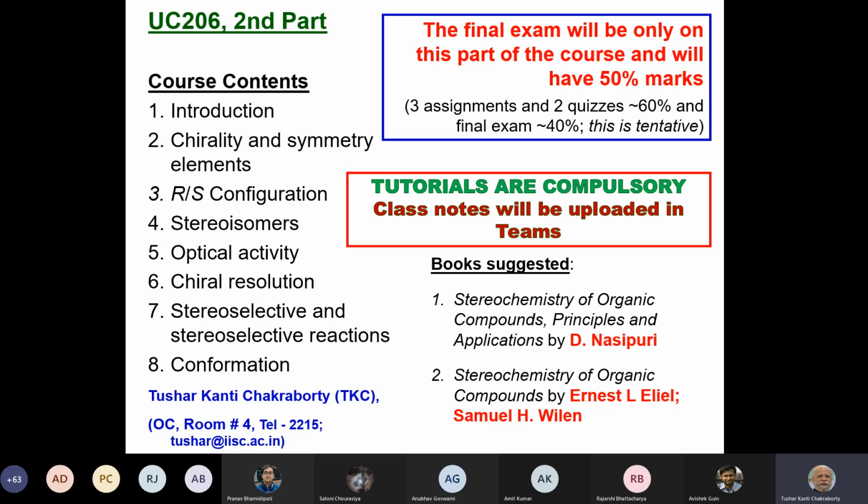I don't know why. Any problem? Yes, sir. In the slide, the final exam is given as 50% marks, and right below that you said it has 40% marks. The total, 60 plus 40, will make it 100 out of 100, and I will make it half to add it to the previous component. So 40% of that 50% will be from the final exam, and 60% of the 50% will be from the assignments and quizzes. All right. Okay, sir.